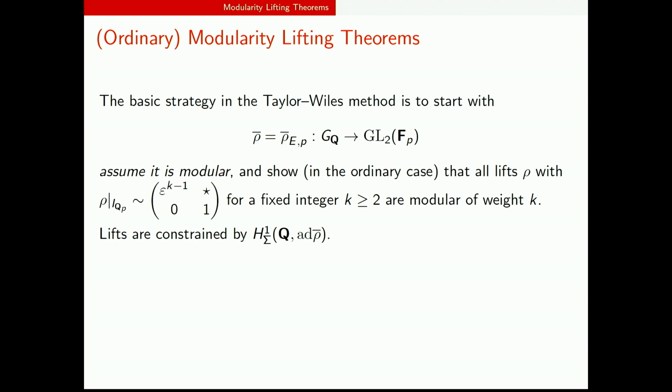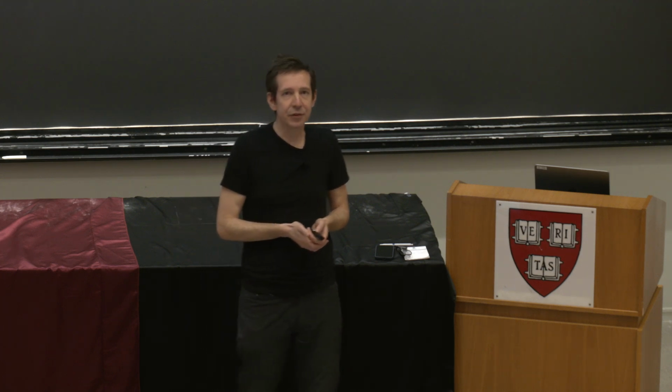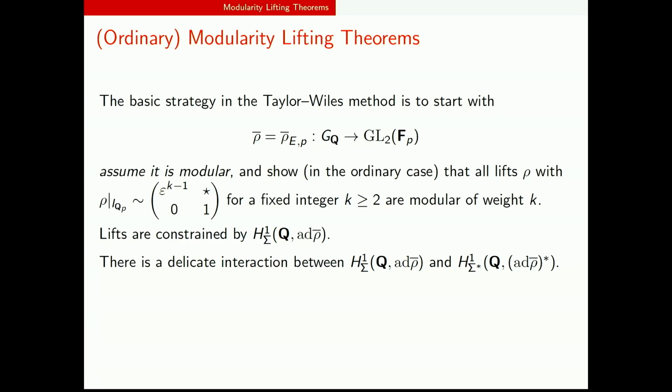So again, I'm not going to go into the theory of Galois deformations, but as Barry first understood, these lifts are constrained by the Selmer group, this kind of class group with local conditions. And one of the games in the Taylor-Wiles method is a delicate interplay between, using global duality, the Selmer group and this dual Selmer group. You make modifications to one that then modify the other, and this is kind of a key thing.